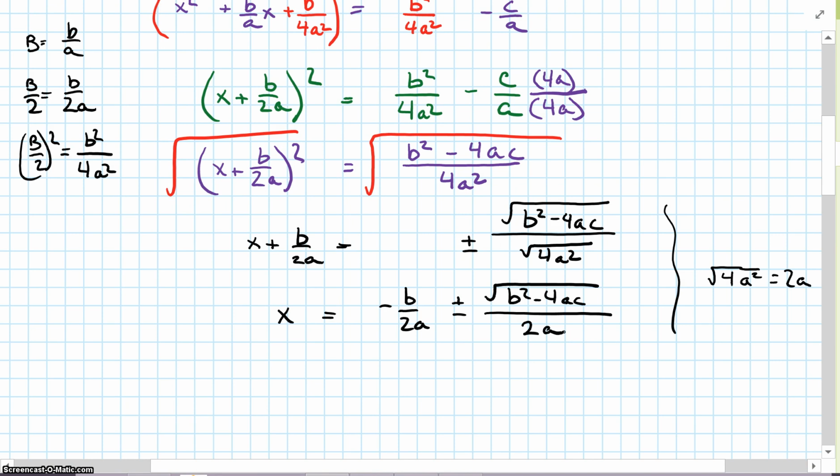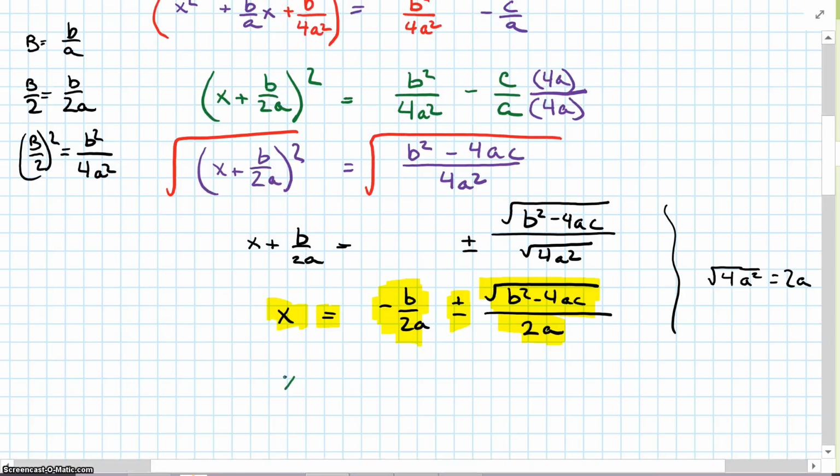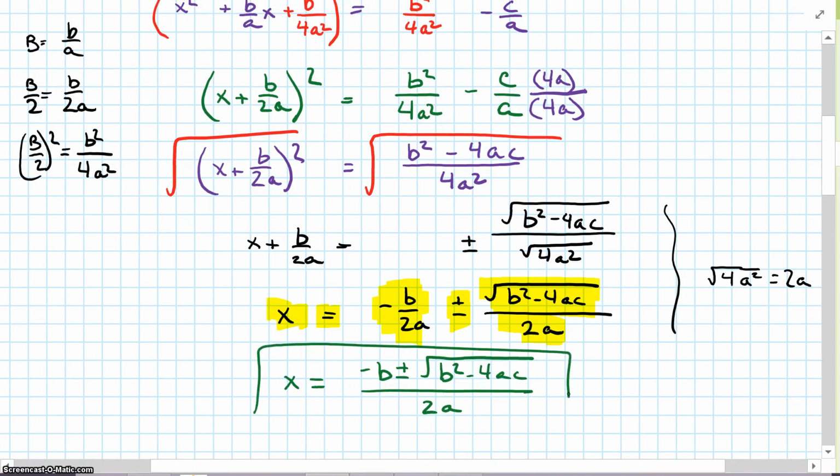So I have x equals negative b over 2a plus or minus the square root of b squared minus 4ac over 2a. Since I have 2a on both terms on the right in the denominator, I can say just x equals negative b plus or minus the square root of b squared minus 4ac all over 2a. So there we're able to prove the quadratic equation.